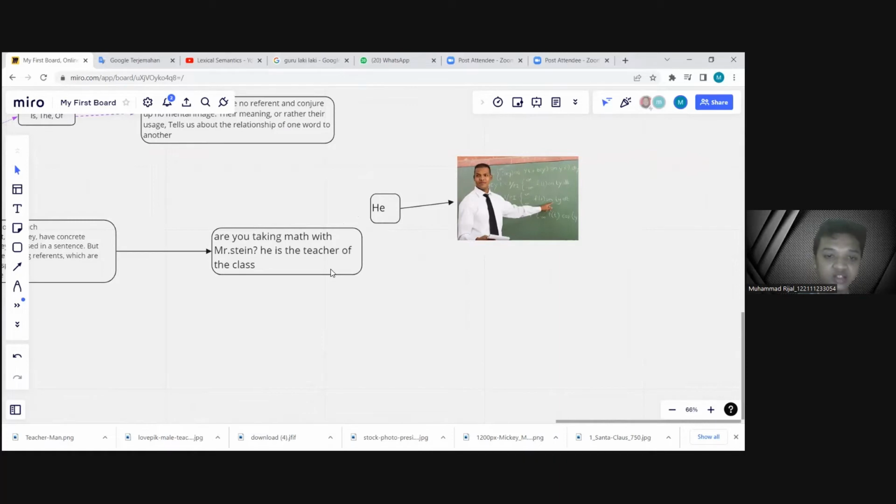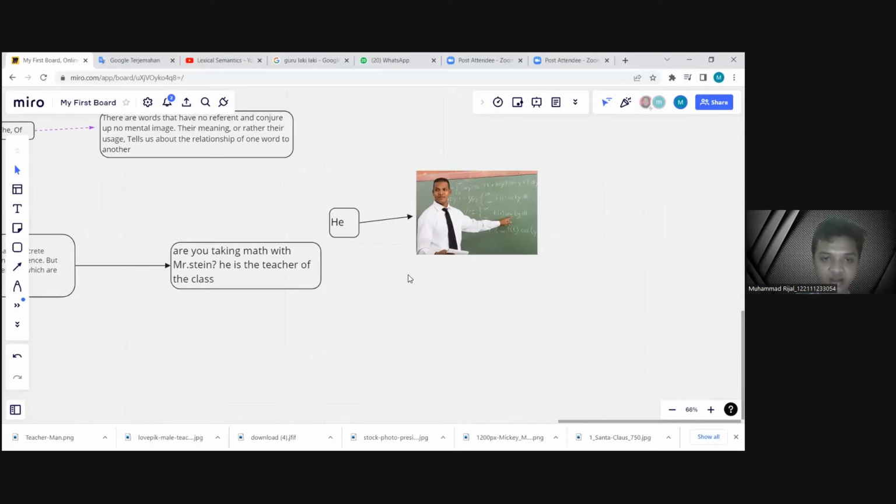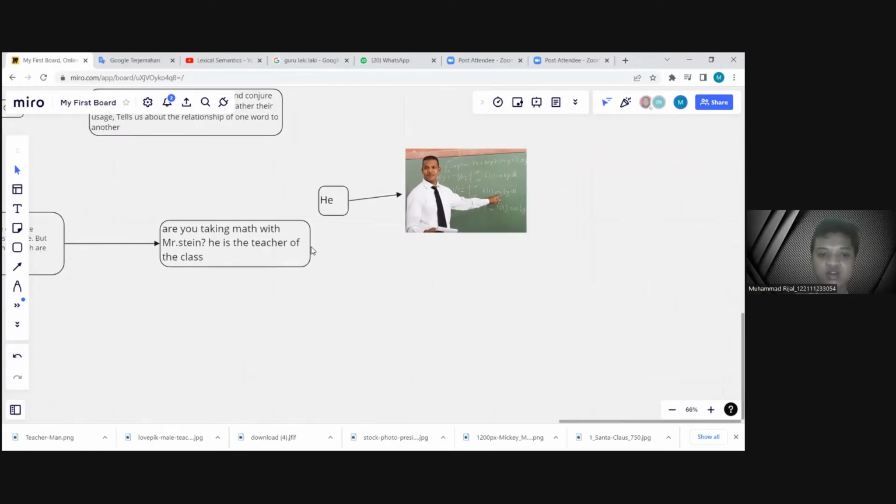We can conclude that the word he is referred to teacher. For example, this picture only refers to teacher, or this image. The word he can also refer to a boy and a man.